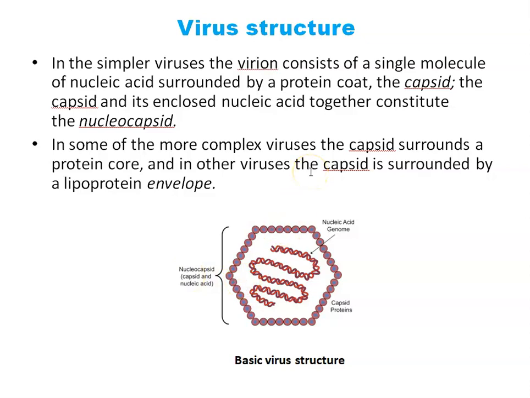In the simpler viruses, or virions, there are two components: a single molecule of nucleic acid surrounded by a protein coat called the capsid. When the capsid and enclosed nucleic acid are present together, they form the nucleocapsid. But in some complex viruses, the capsid surrounds a protein core. And in other viruses, this capsid is surrounded by an envelope made up of lipid and protein.